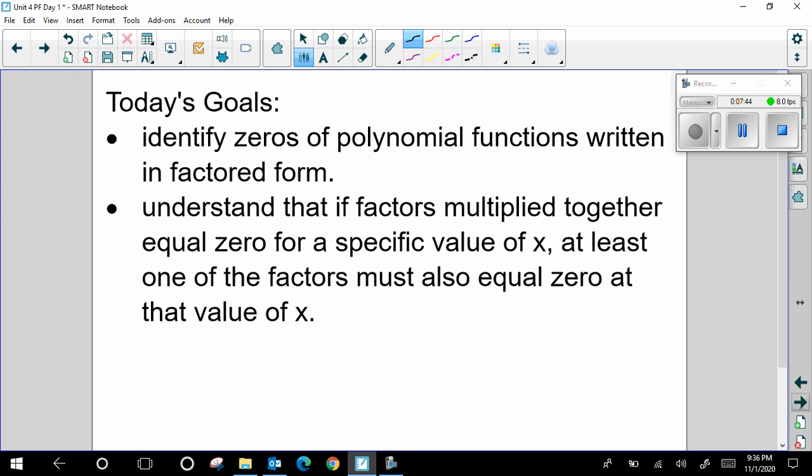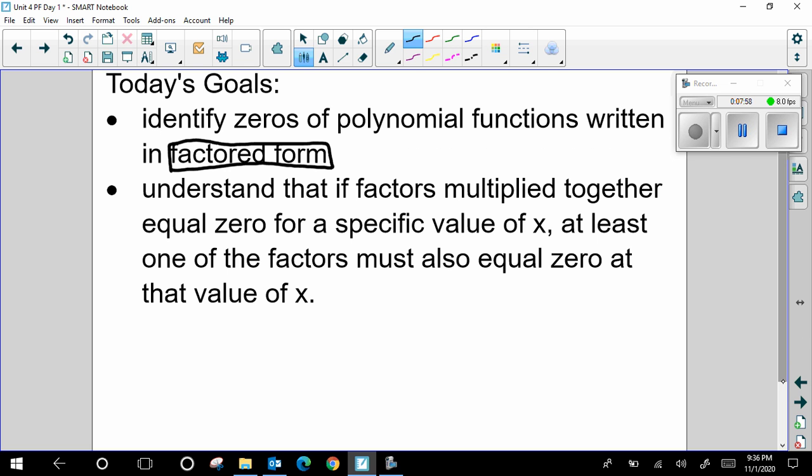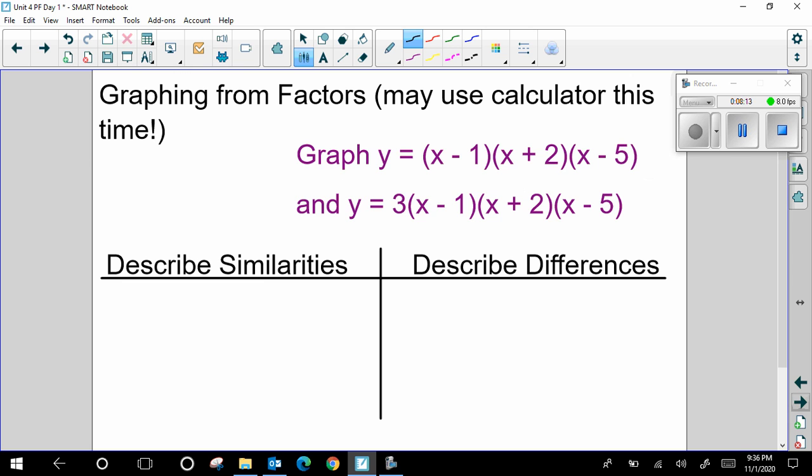All right, so we're going to start off looking at polynomials. We're going to identify zeros when it's written in factored form. Factoring is going to be huge, so if you had trouble with that back in the very first unit, quadratics, you're going to get another shot at it here. And then you're going to understand that if factors multiplied together equals 0 for a specific value of x, at least one of those factors must also equal 0 at that value of x.